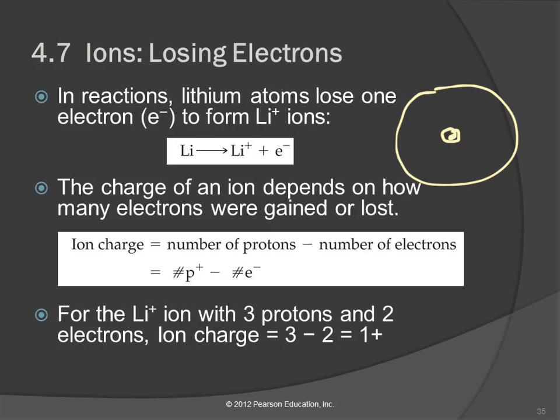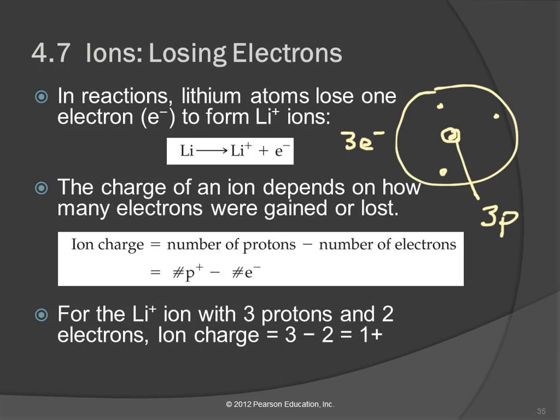So if this is lithium, how many protons are in the nucleus? What's the number above lithium's symbol on the periodic table? 3. There's 3 protons in there. And how many electrons does lithium atom have? 3. It's the same number as the number of protons. So there's its 3 electrons out there. So we've got 3 electrons and 3 protons. 3 positives, 3 negatives adds up to 0, right?